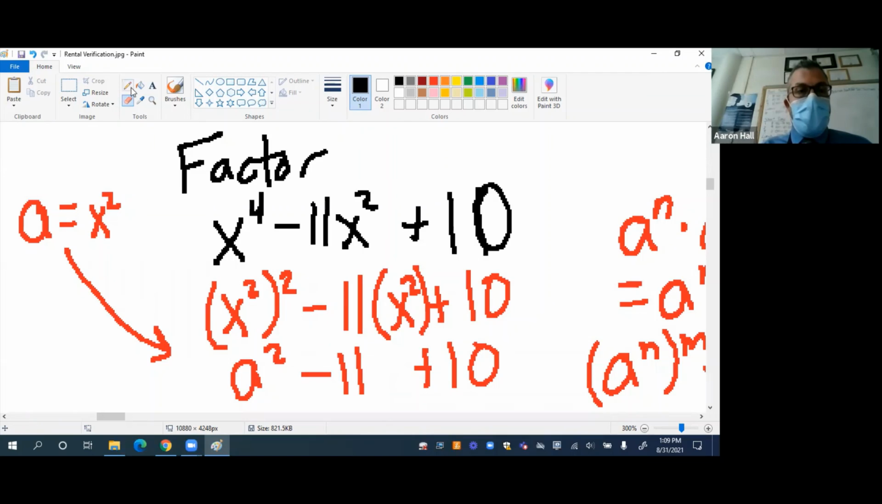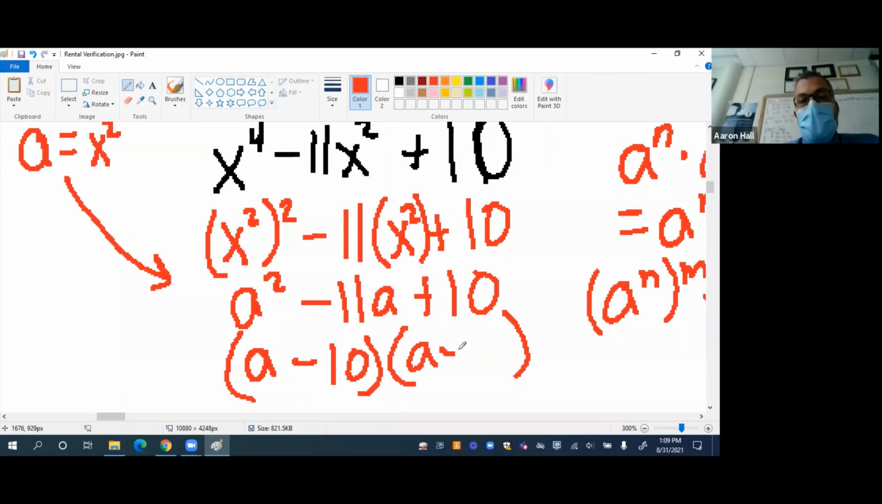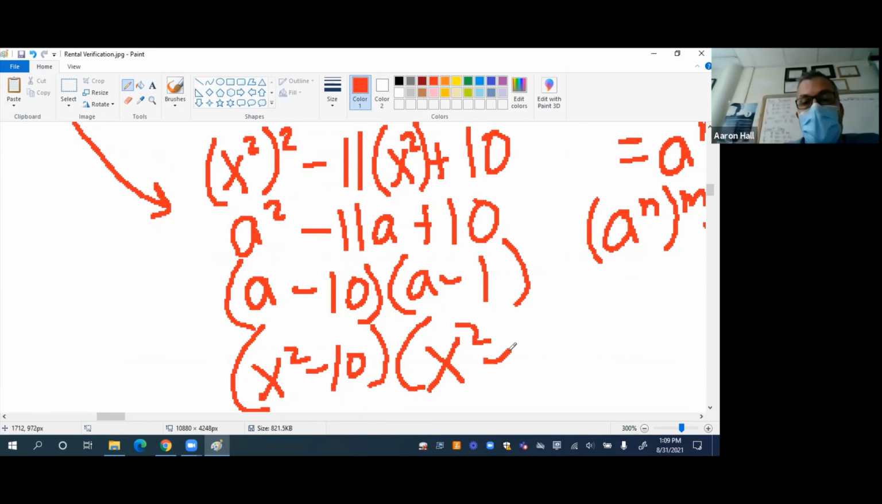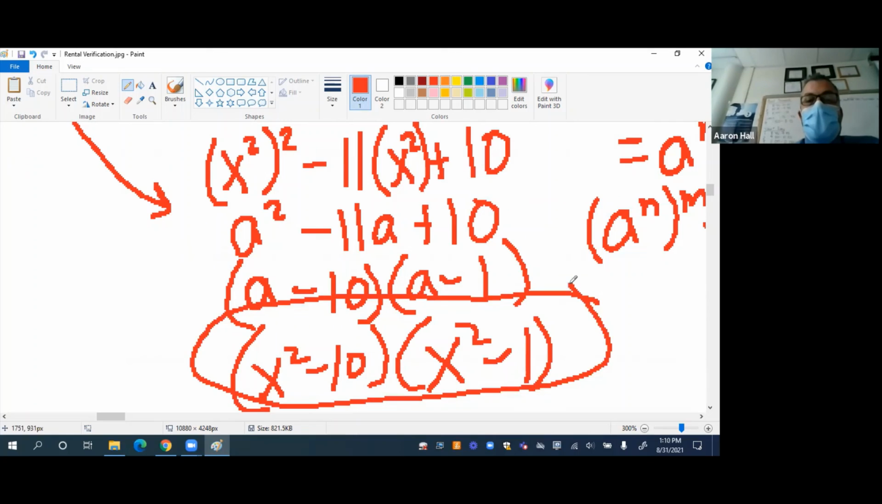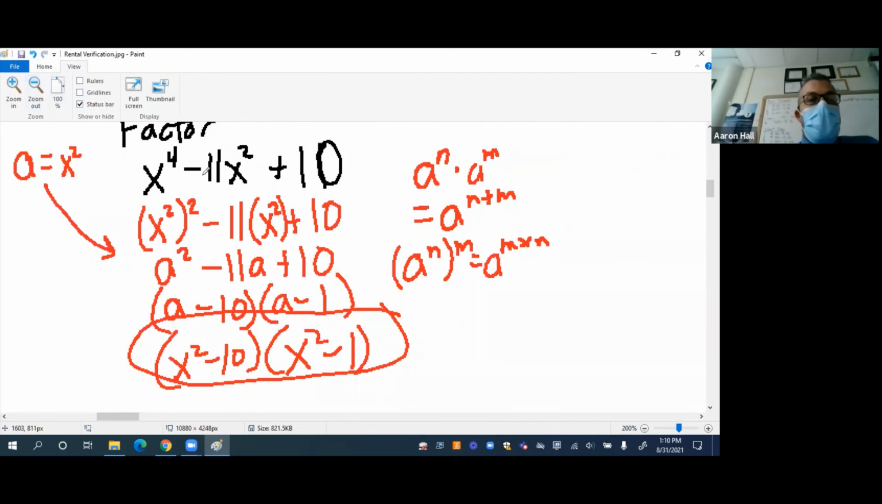So what can we do then? You can just factor that, because now it's a quadratic. To get a minus 10 and a minus 1. But it wasn't a, it was what? X squared. So we rewrite this as x squared minus 10 and x squared minus 1, right? And those are our factors. So that's just another technique, another tool for our toolbox.